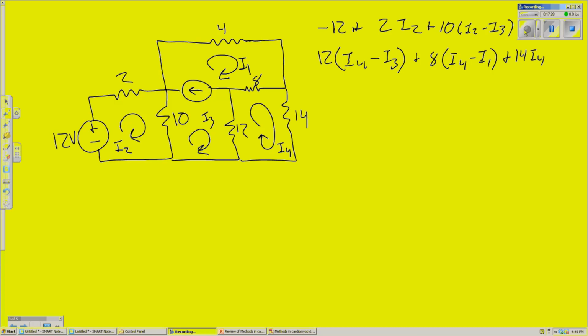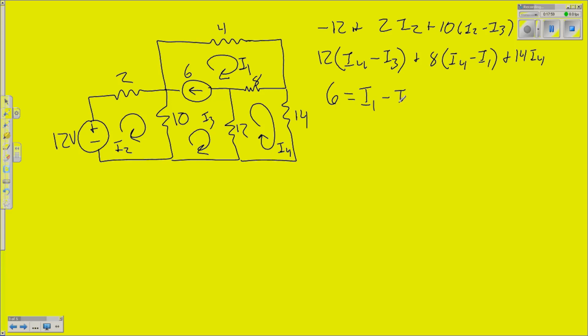Alright, so looking at this, I'm going to need to define our current source. We'll say 6 amps. Okay, that gives me one more piece of information, because I know that the current on there is 6. So I can just write it like this. 6 is equal to I1 minus I3.